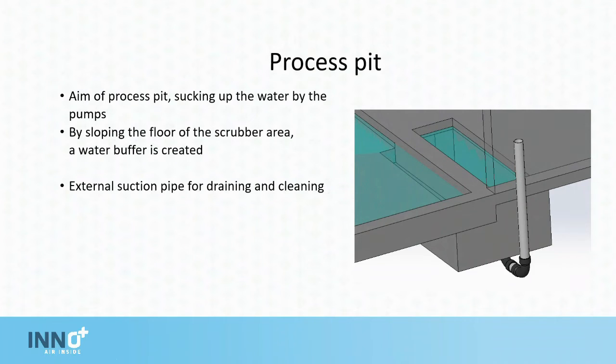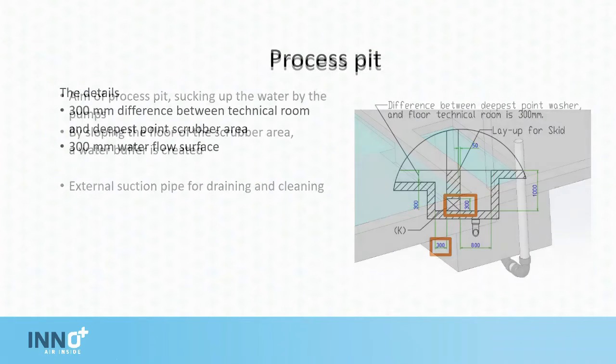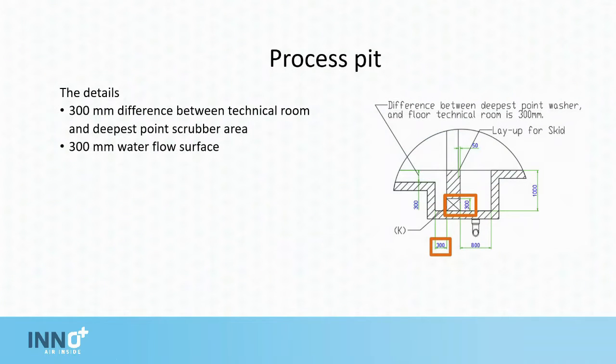The process bed. The aim of the process bed is to collect the process water so that the pumps can suck it up again. This happens by sloping the floor of the scrubber area. The process bed must have a suction pipe for drainage possibilities. The process bed in detail.